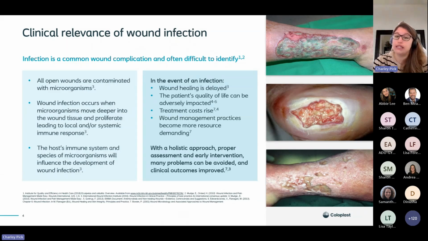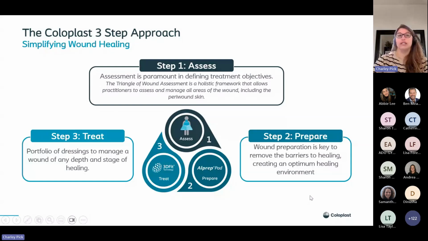But the hope is with a holistic approach, proper assessment and early intervention, many problems can be avoided and the clinical outcomes can be improved. And hopefully you'll see that throughout today's presentation. So this is the Coloplast 3-step approach to simplifying wound healing. 3 simple steps to follow when you are looking at a patient with a wound.